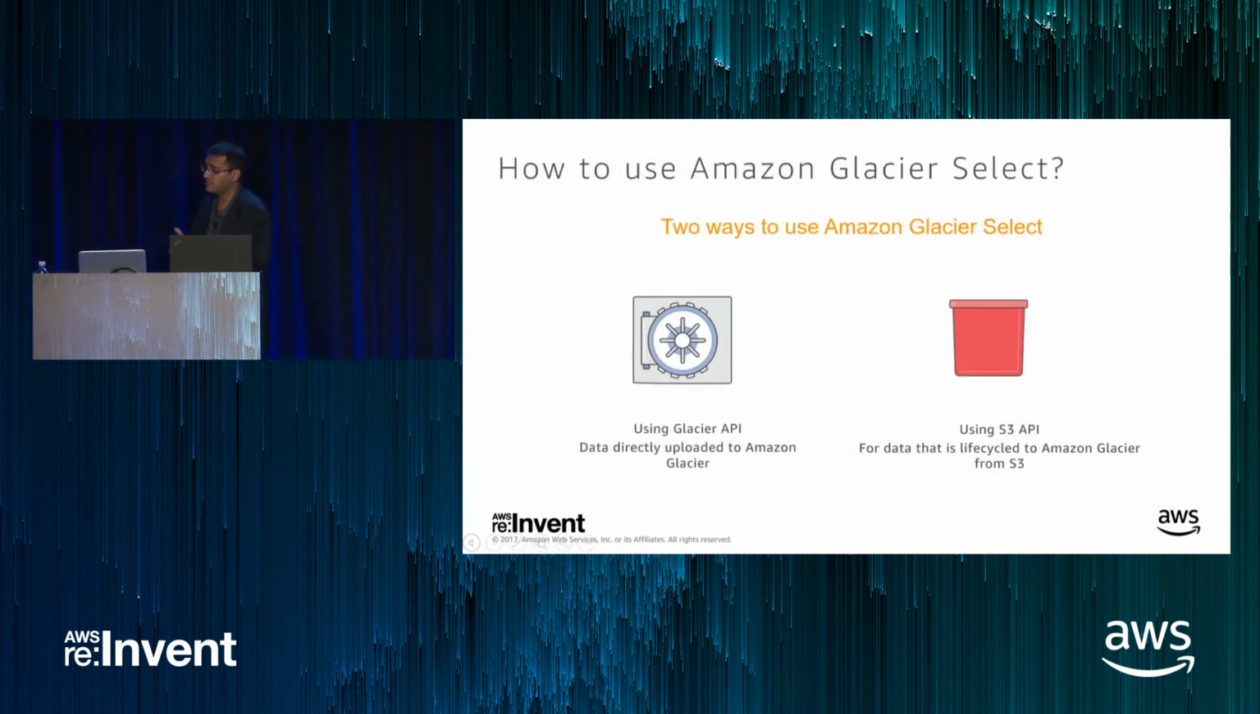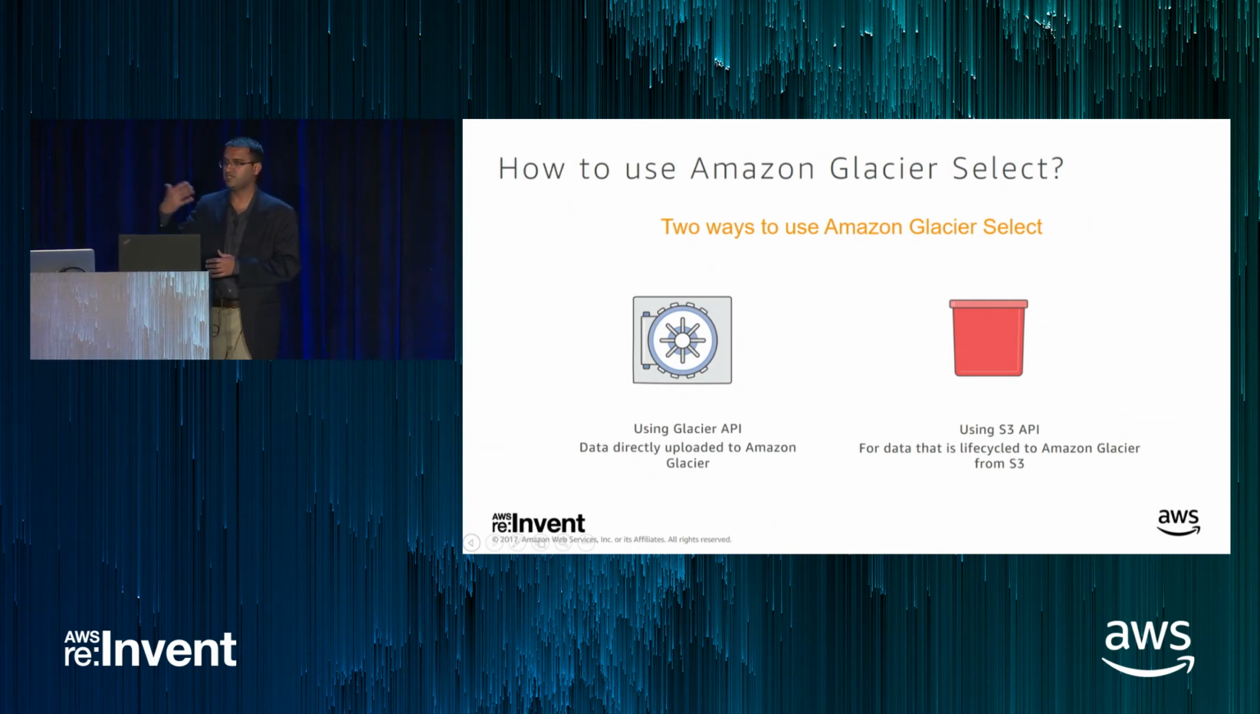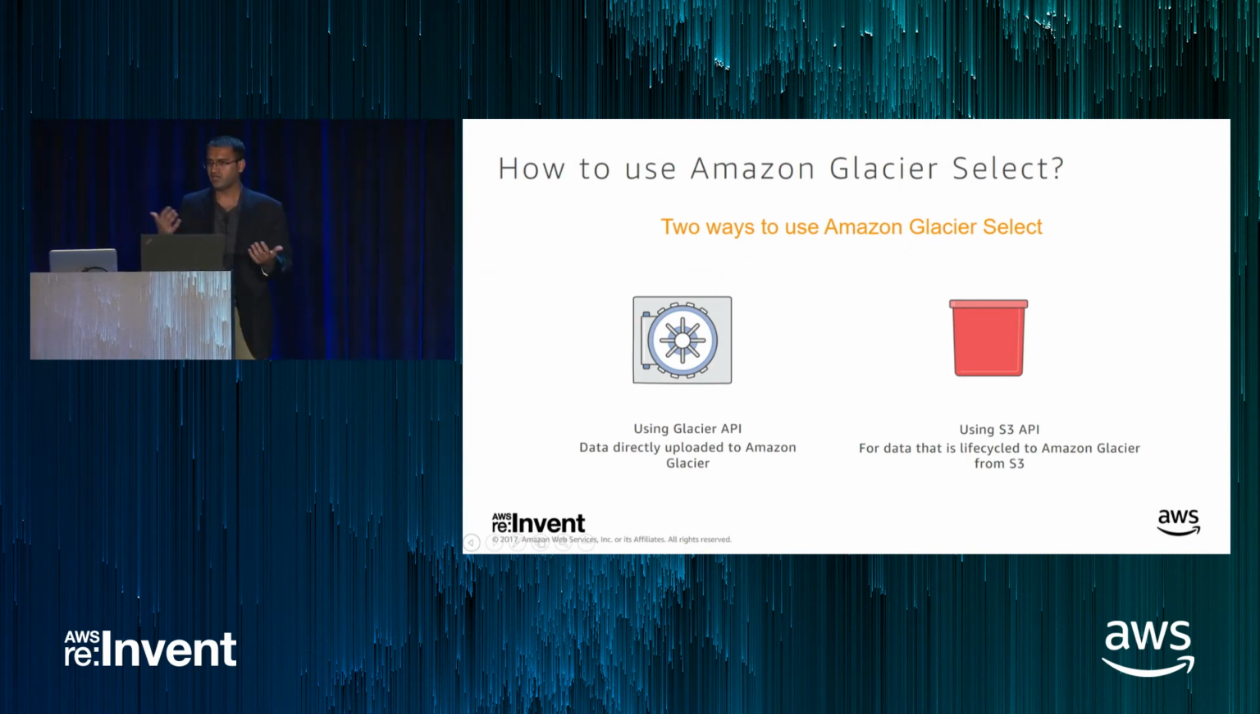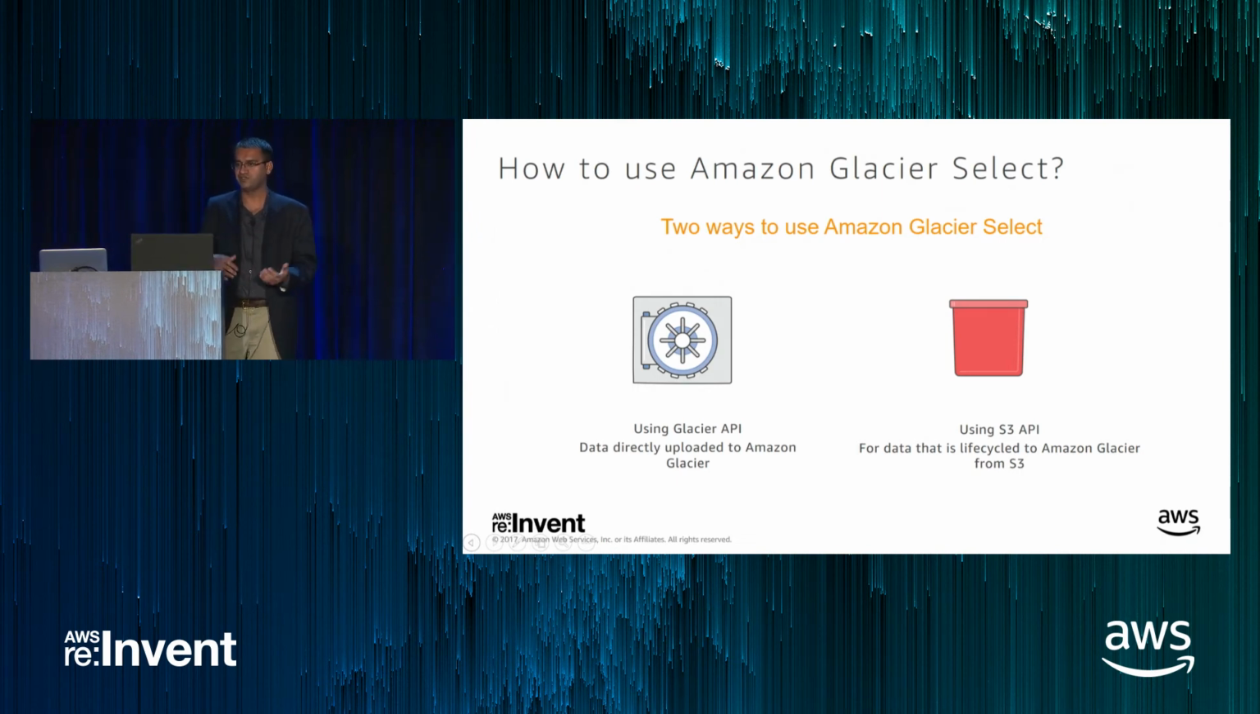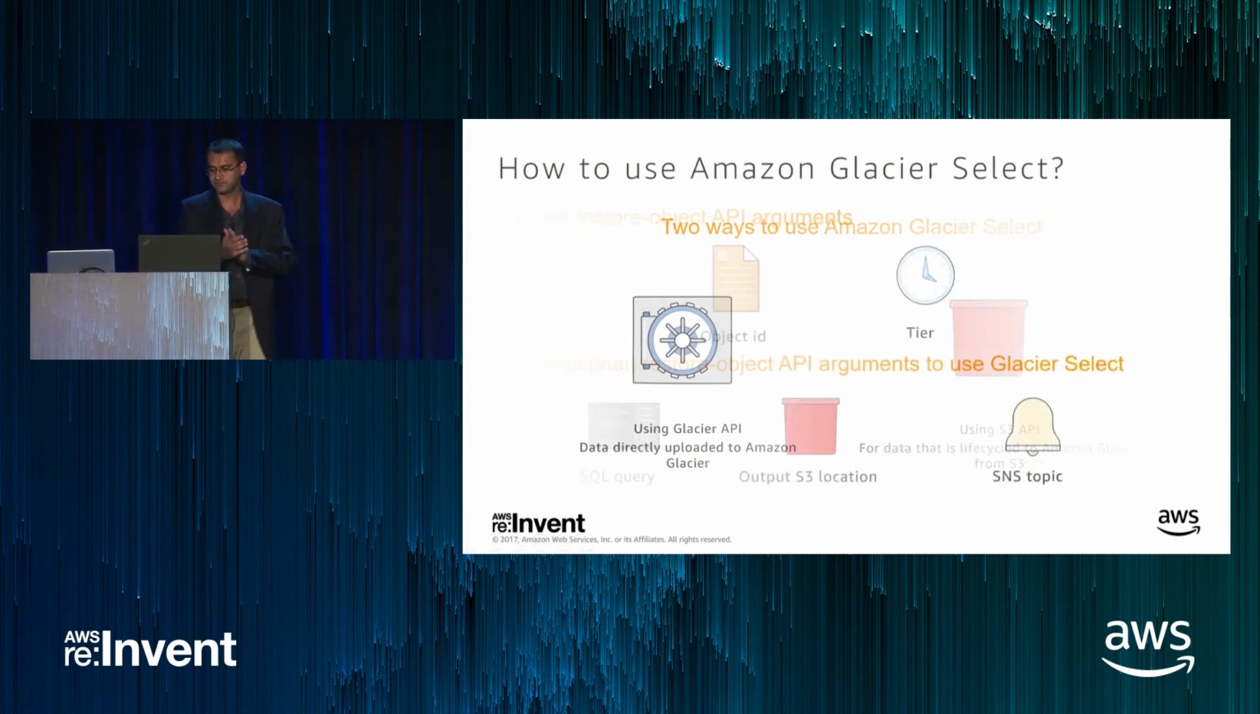So how do you use Glacier Select? Like which API? As I mentioned a few slides before, there are 2 ways to load your data into Glacier. You can either load your data directly into Glacier using the Glacier API, and that's shown on the left, or you can upload your data to S3 and have lifecycle policy management move it to Glacier. From that point on, if you want to access your data stored in Glacier through lifecycle policy management, you'll use the S3 API. So depending on how your data landed into Glacier, you use either the Glacier API or the S3 API, and Glacier Select works with both of these APIs, depending on how you brought in your data.